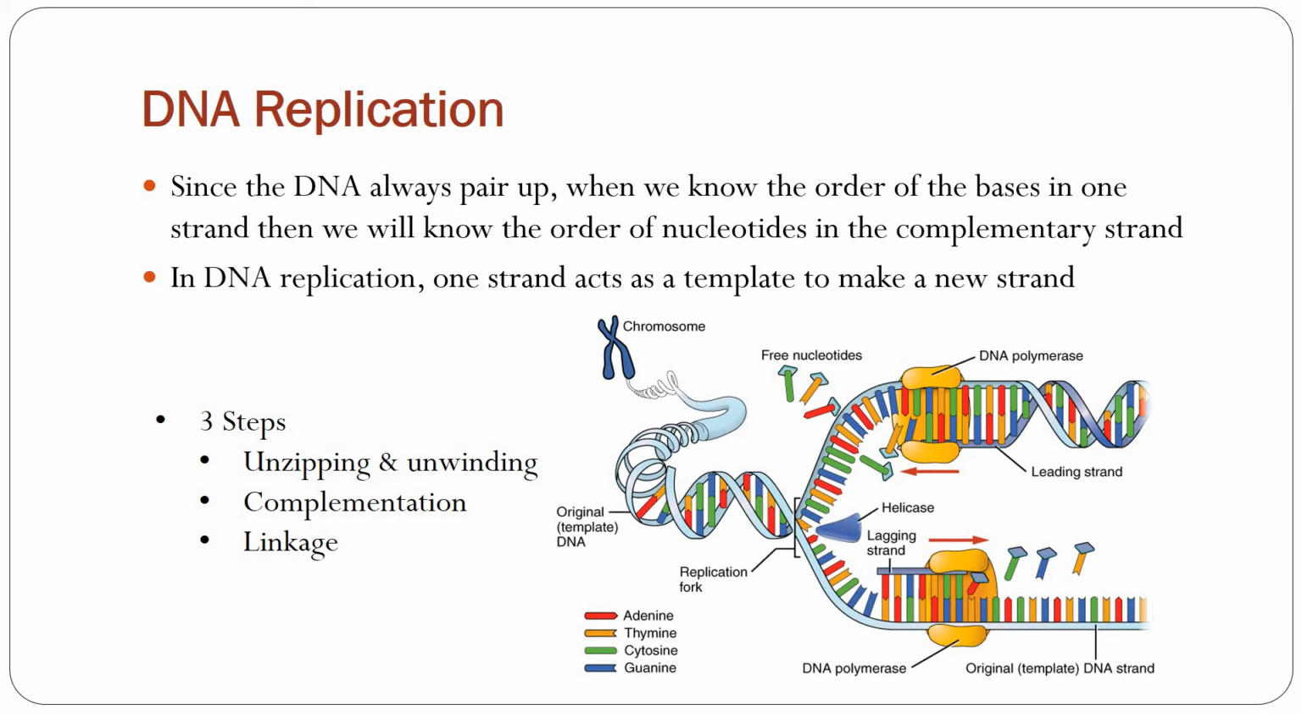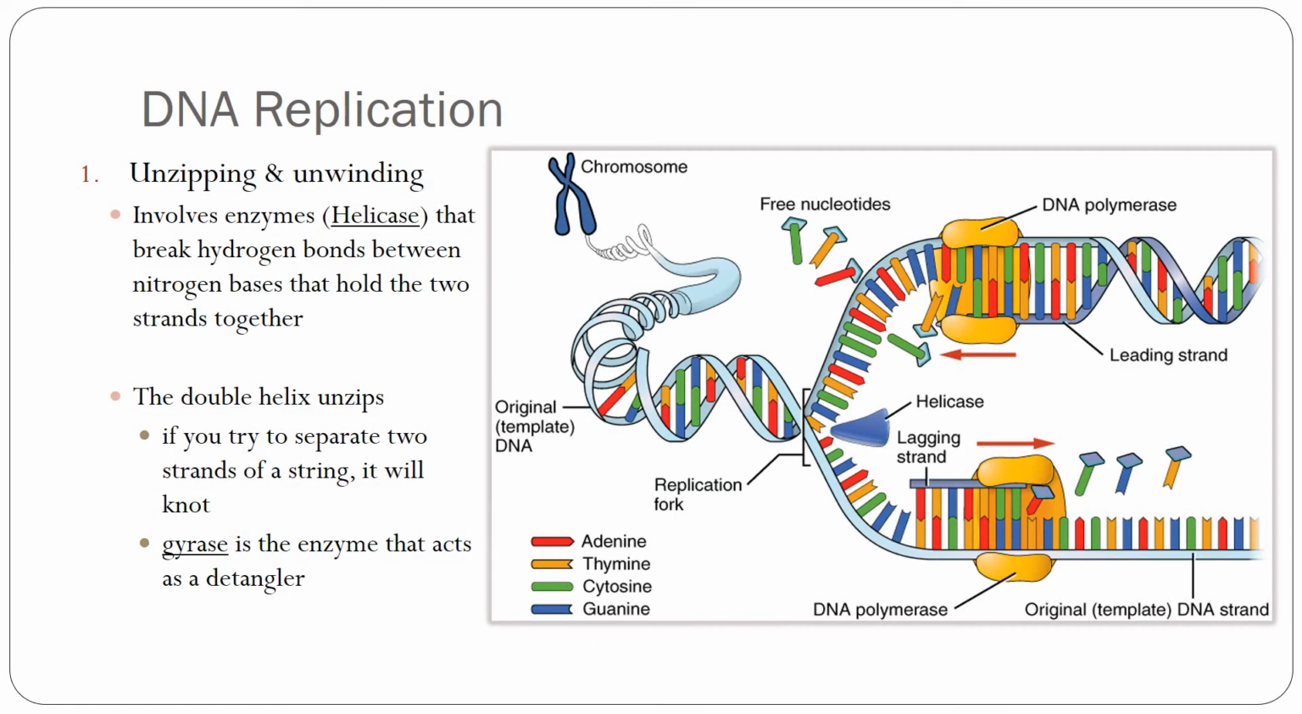So in DNA replication, we know from the last lesson that nucleotides are going to be complementary. So we already know that if the strands were to split up, free-floating nucleotides are going to go to a set location because they have to be complementary. So in DNA replication, one strand will act as a template to make a new strand. And in this situation, there are going to be 3 steps that go into this entire process.